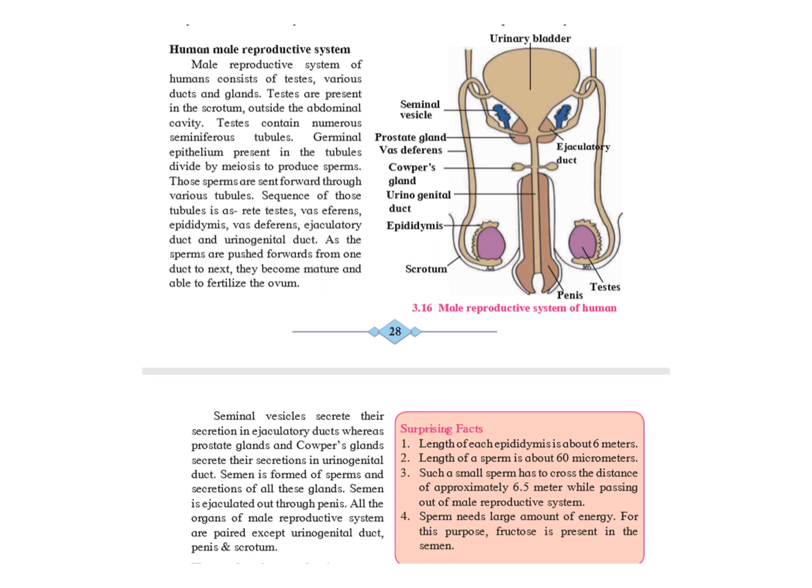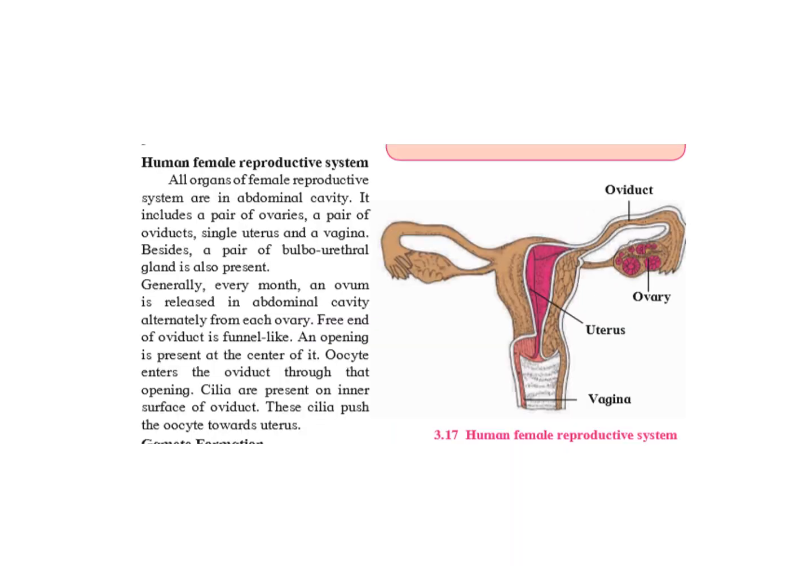Seminal vesicle, prostate gland, Cowper's gland, etc. These are the glands which secrete different secretions. Penis. The semen is ejaculated through the penis. The human female reproductive system. This system consists of vagina, uterus, oviduct and ovaries.